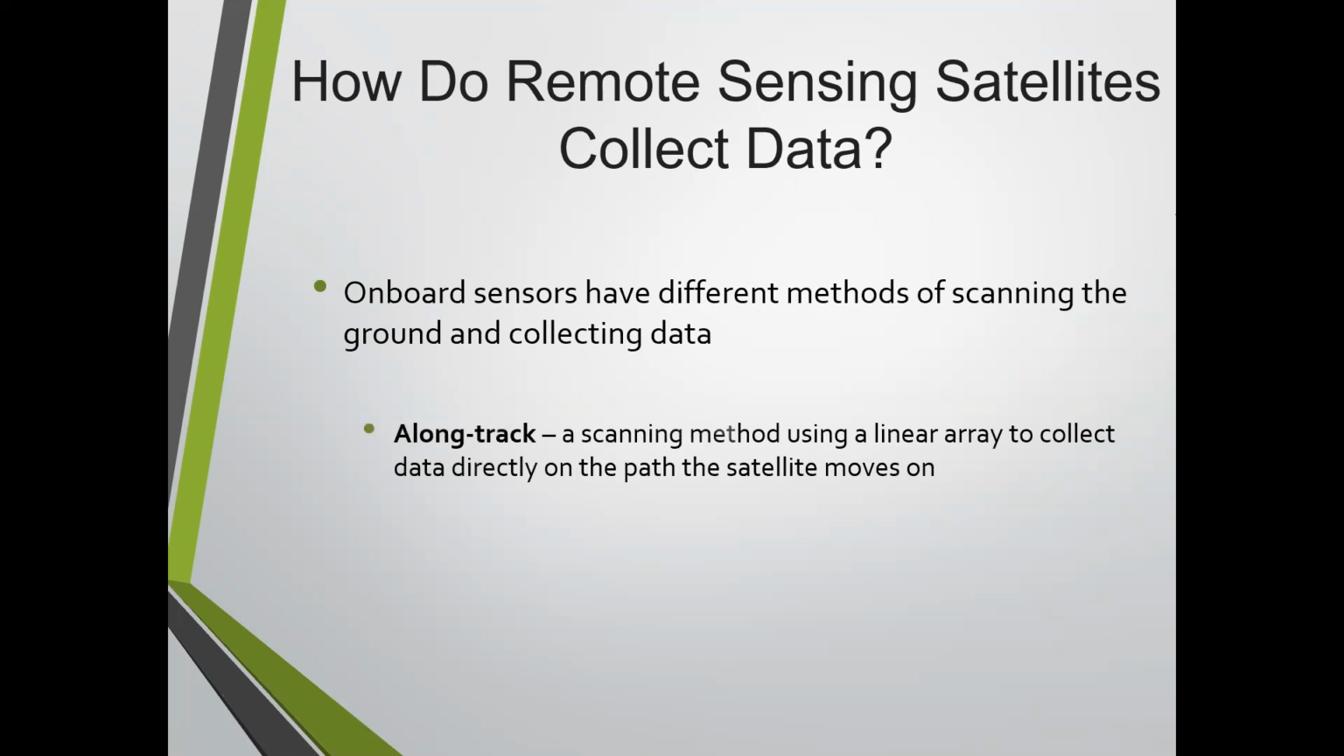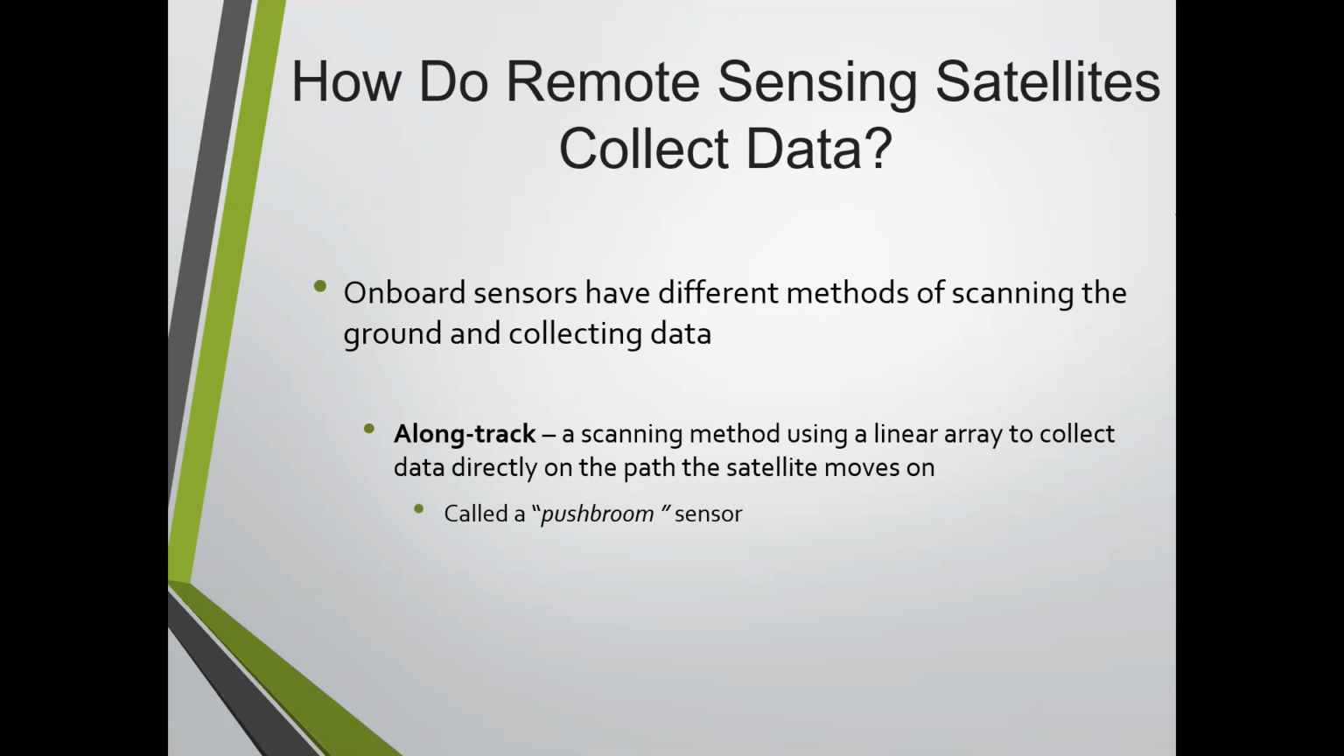Okay, so onboard sensors have basically two types of methodologies that they use for scanning the ground. They have what's called the along track, and they have the across track scanning. So along track scanning is a method that's used by a linear array. It's kind of a fixed array, and it just moves with the direction of the satellite. So the satellite has its path, and as it moves along, it has a fixed array of sensors on it. And this is referred to also as what they call a push broom sensor.